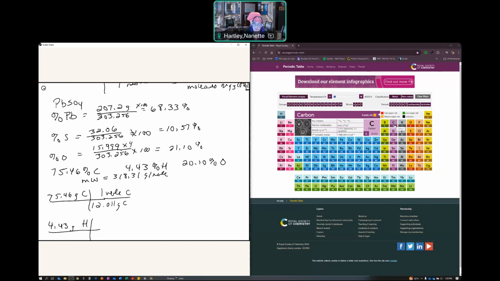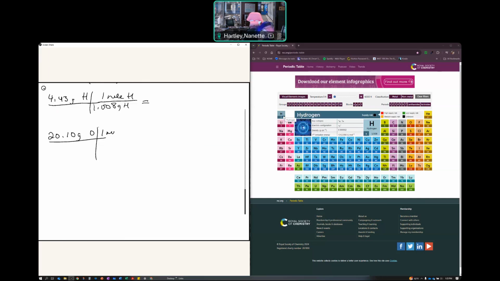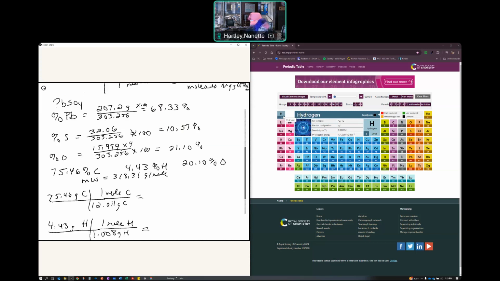Hydrogen, here, 1.008 per mole of hydrogen. And then looking at that oxygen, I've got 1 mole of oxygen is 15.9 grams of oxygen. So do a little math. 75.46 divided by 12.011 gives me 6.282574307, and that's moles of carbon.